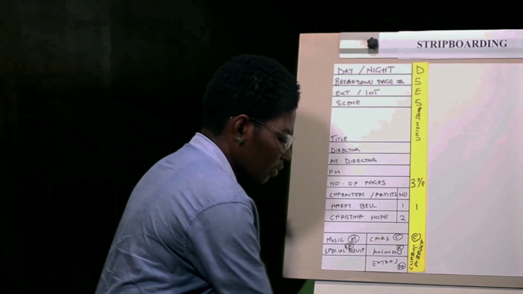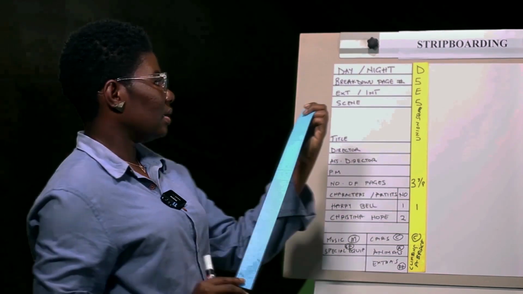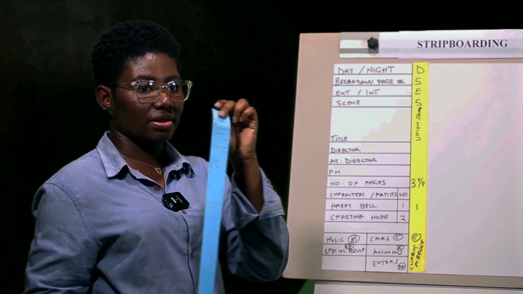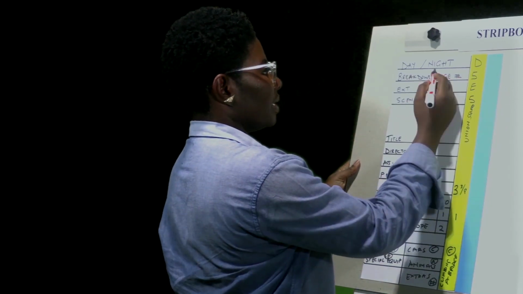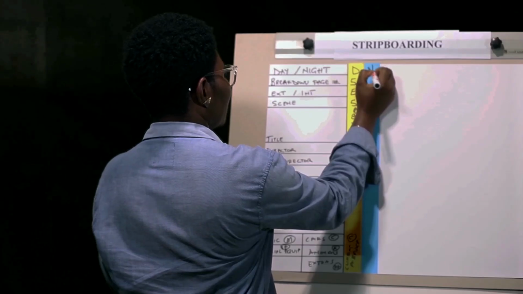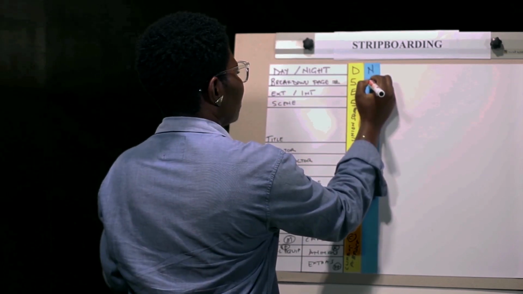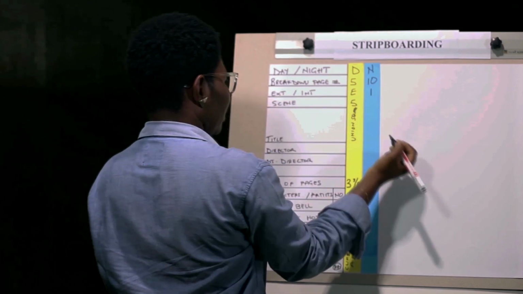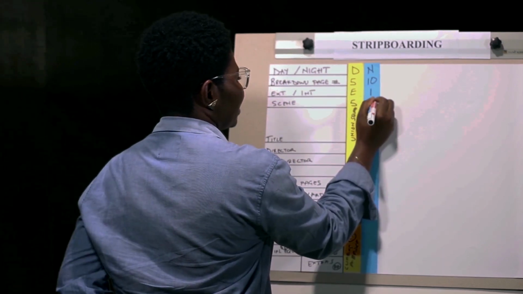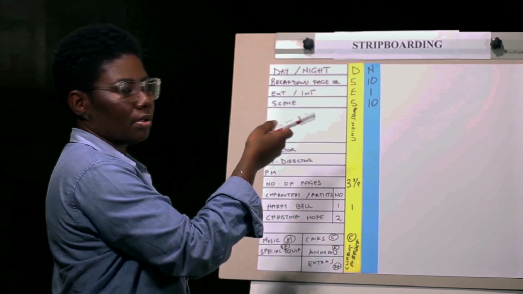So now we move on to the next scene. We're using the blue. The blue is night interior. So we move on to this strip, which is night interior. So we put night. Breakdown page number, let's say, could put 10. Interior, exterior, of course, interior. Then scene number 10. As I stated earlier, the breakdown page number corresponds to the scene number.